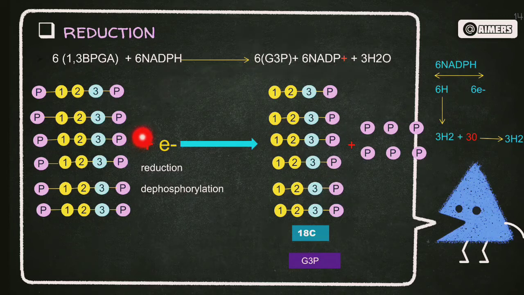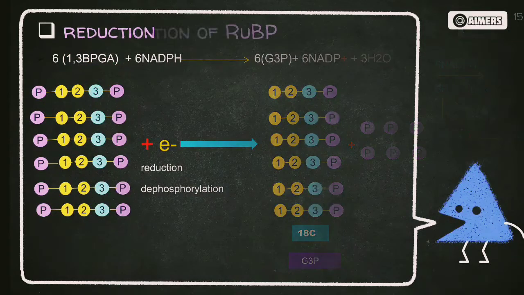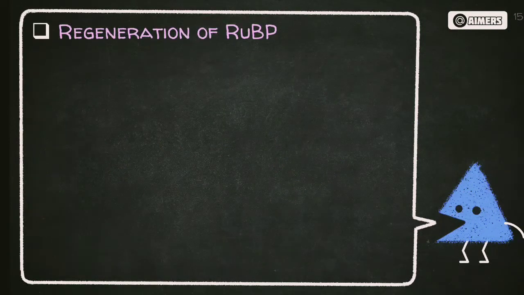And you know, enzymes are very specific in nature. They are very specific for their substrate. So the enzyme which can act on 1,3-bisphosphoglyceric acid cannot act on phosphoglyceric acid. That's why we added phosphate groups to phosphoglyceric acid to make 1,3-bisphosphoglyceric acid. Got it? Now, the last step is regeneration of ribulose bisphosphate.